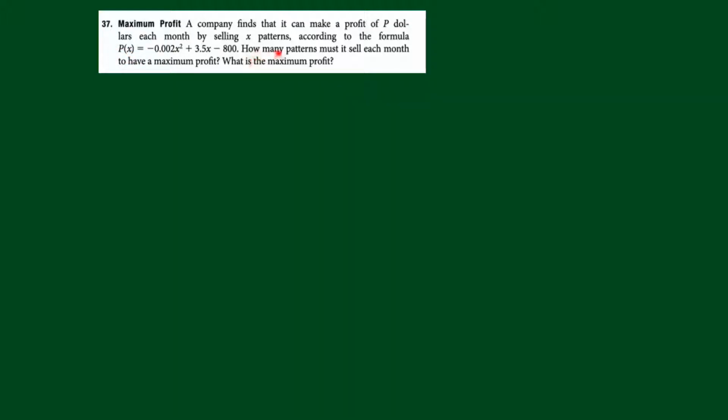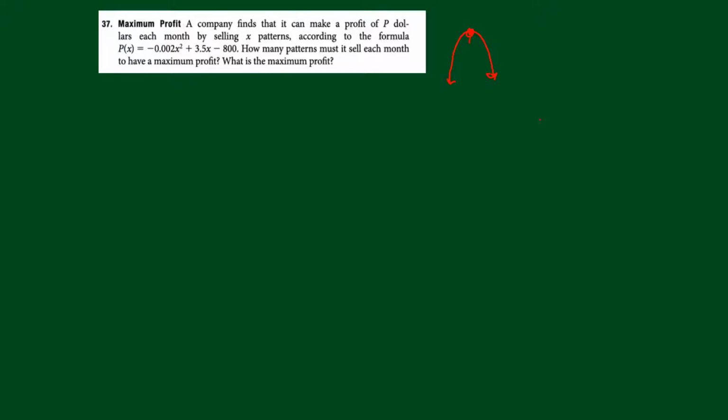So we want to know how many patterns must it sell each month to have a maximum profit, and then what is that maximum profit? Well, what have we got here? We have a quadratic, so we know it's a parabola, and its coefficient is negative. So this is a parabola that opens downward. If we were to look at the graph of this, we would see a parabola that opens downward, and sure enough, we have a high point here.